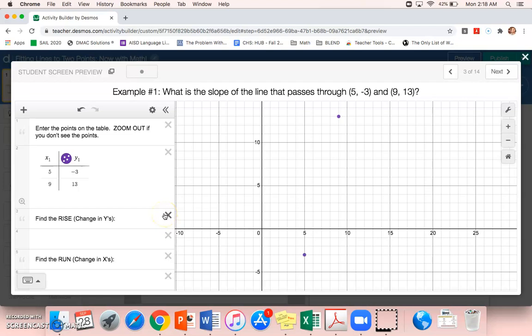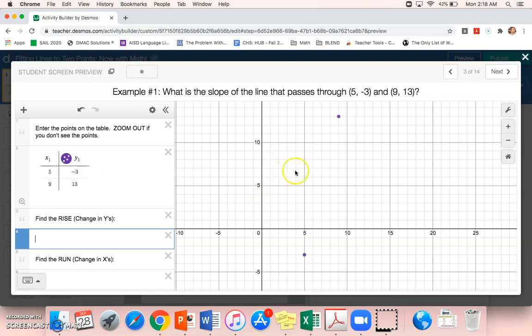There's a faster way. So we measured that change in humans by subtracting. We're going to measure the change in dots in the same way, or points, sorry. I'll be a little more mathy. So we're going to take this 9 and 13. These are the new points, and we're going to subtract the old or original point. So 9, 13, 5, -3.